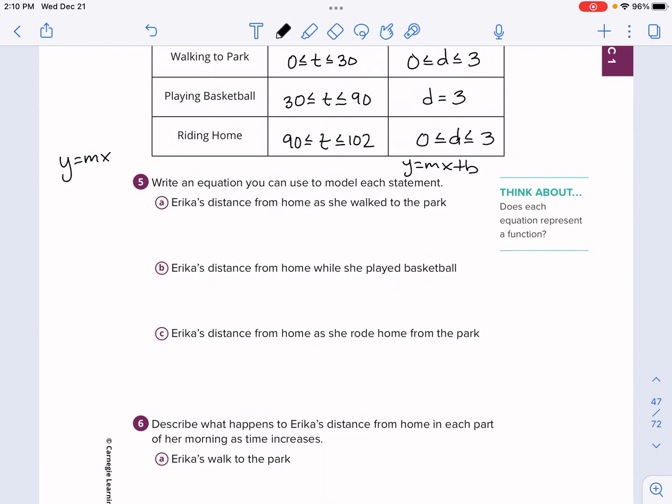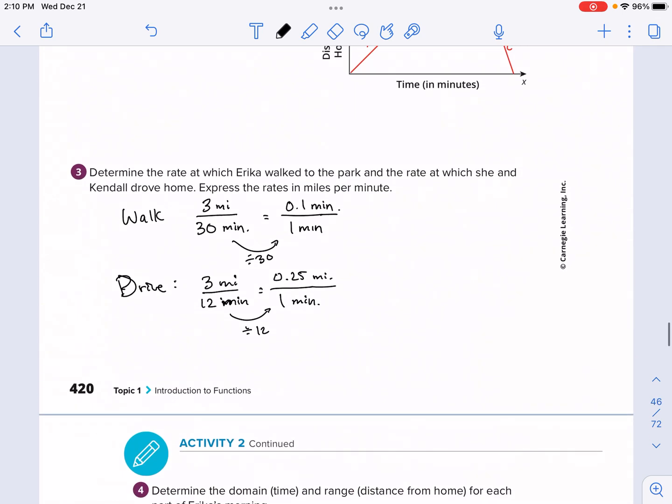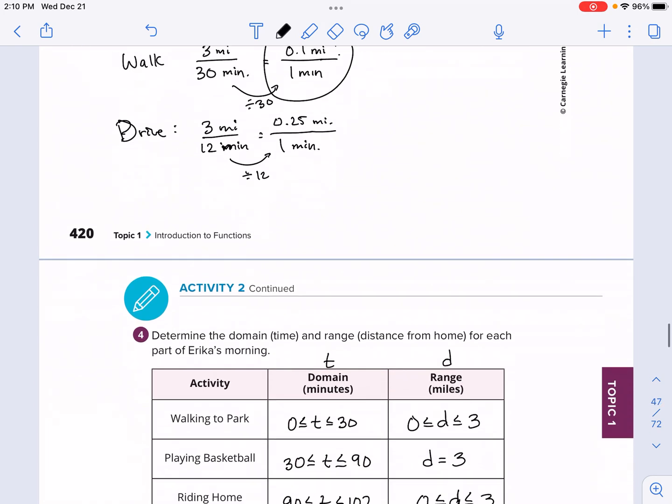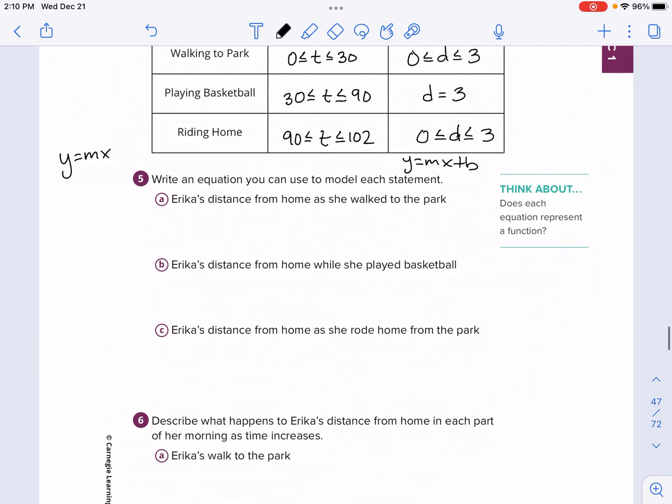for A, Erica's distance from home as she walks to the park, we said that she went at a rate of a tenth of a mile every 1 minute. So that's 0.1. That's how fast she moves. So the distance is 0.1 every minute, or t. So if she's walking, let's say 20 minutes, plug in 20 for t and multiply it by 0.1.